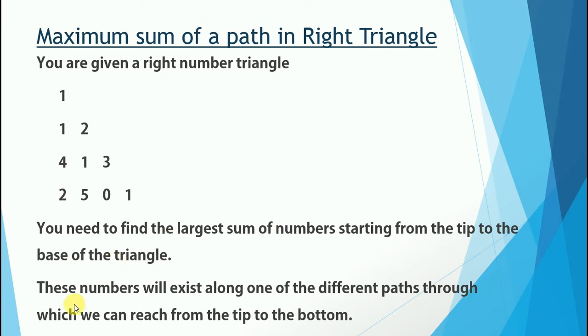Now these numbers forming the maximum sum are going to exist on one of the different paths you see in this triangle. So you are going to be asking me, Joey, what's a path? Okay, so I start from this 1, then move to 2, then 1 over here, and finally 5. This is one of the paths from the tip of the triangle to the bottom.